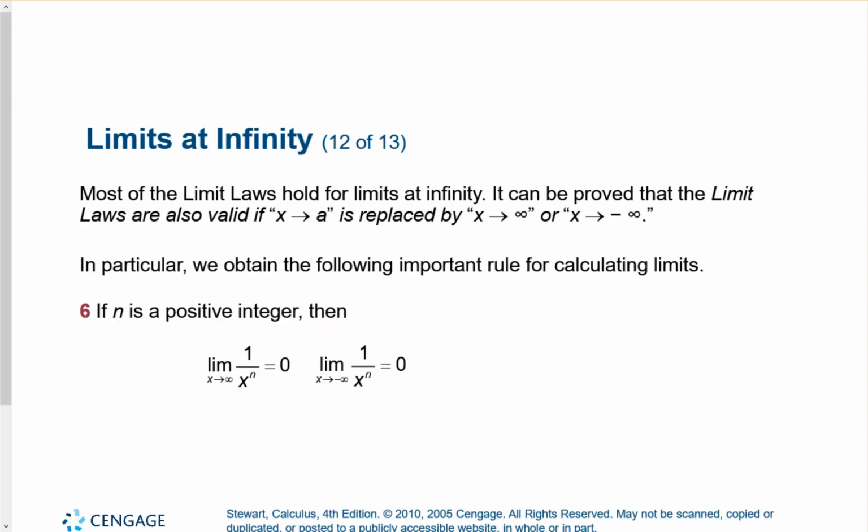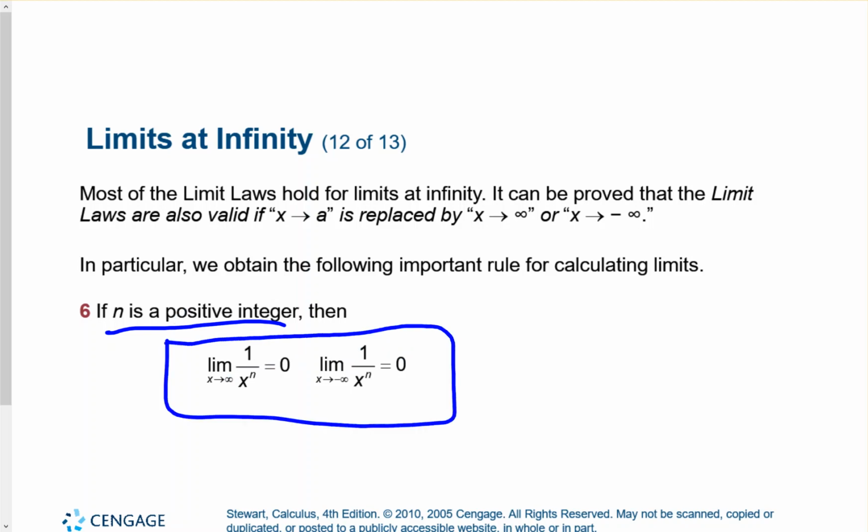Okay, so we see that if we do the limit as x approaches infinity of 1 over x to the n, as long as n is a positive integer, that limit would be equal to 0, whether you're going in the positive infinity direction or negative infinity direction. So that previous example basically outlined this important rule for limits at infinity.